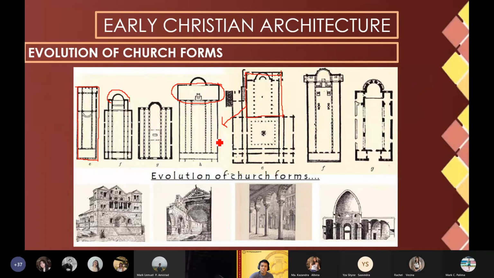And there are also areas where they use the same form and just adjust the ornament part. And same here, so on and so forth. So that's the evolution of church forms.